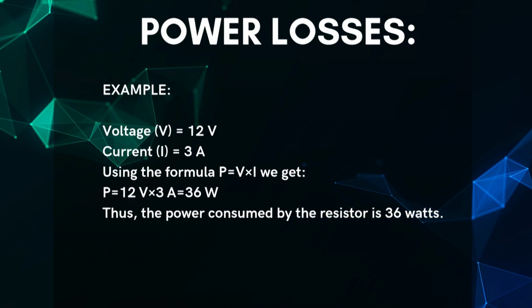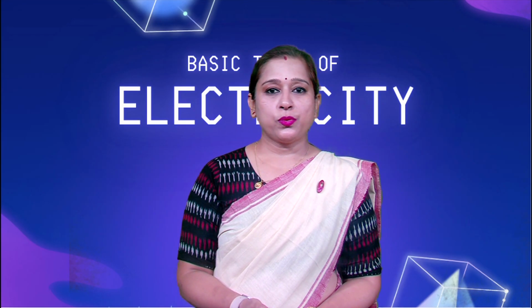Let us calculate the power consumed by a resistor in a circuit. Suppose you are given a voltage of 12 volts and a current of 3 amperes. Using the formula for power, we can get the power to be 36 watts, as you can see in the slide. Now let us go through a quiz.